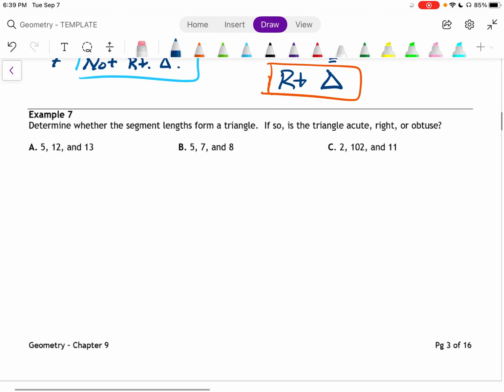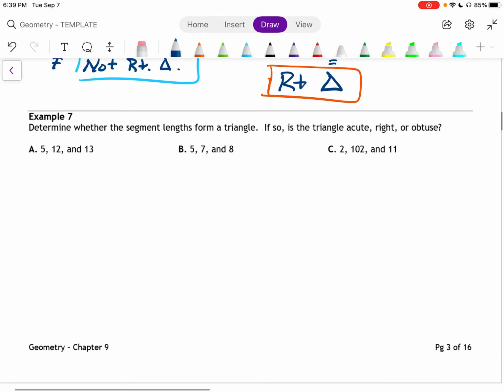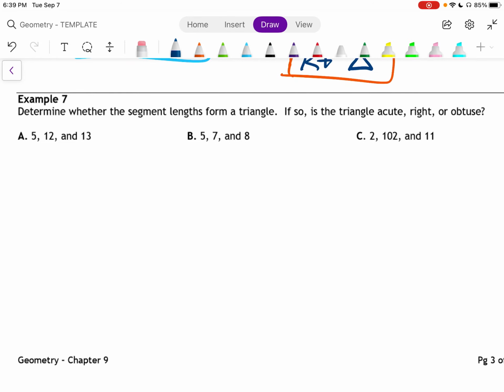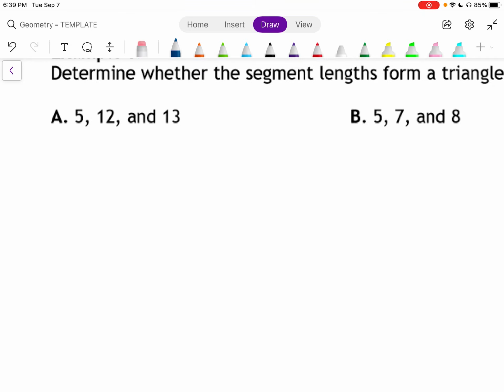All right, example 7. All right, this is our last one. Determine whether the segments form a triangle, and if so, is it acute, right, or obtuse? So starting off here, I need to take my 2 smaller lengths, and make sure that they add up to be larger than the long one. So I'll say 5 plus 12, and that has to be larger than 13. Well, 5 and 12 is 17, which is bigger than 13. So we're good on that. We'll just put a check mark there to say that we're good.